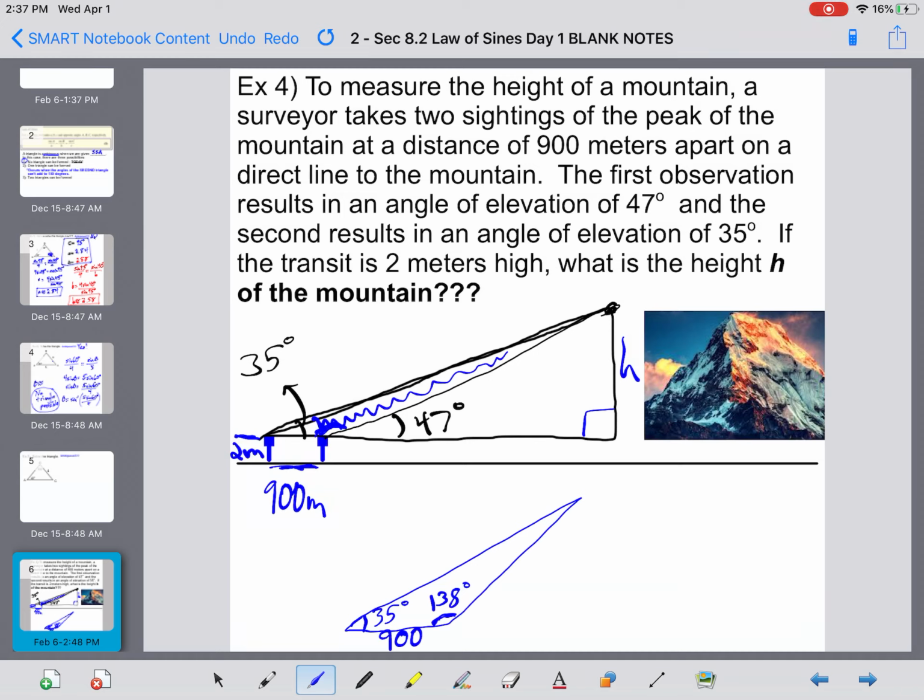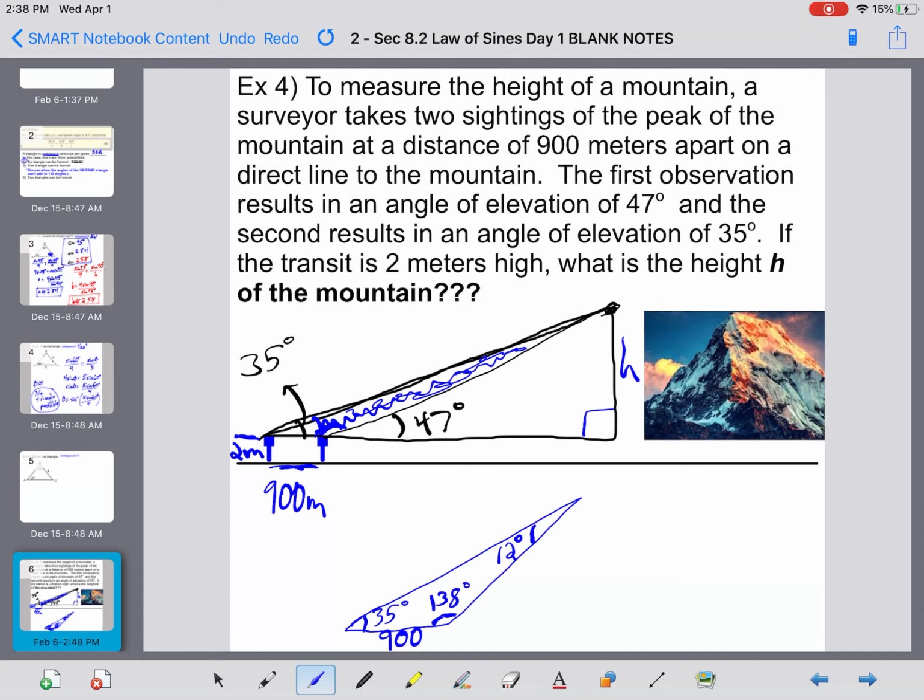Now, because I have two angles in that triangle, the big obtuse triangle down here, I now know that this top little tiny angle, add 35, add 138, subtract those from 180, I know this guy here is 12 degrees. So just like that, I have all three angles in this weird looking blue triangle up here.